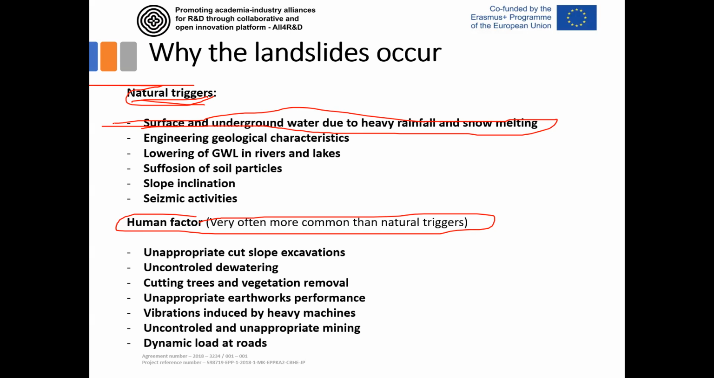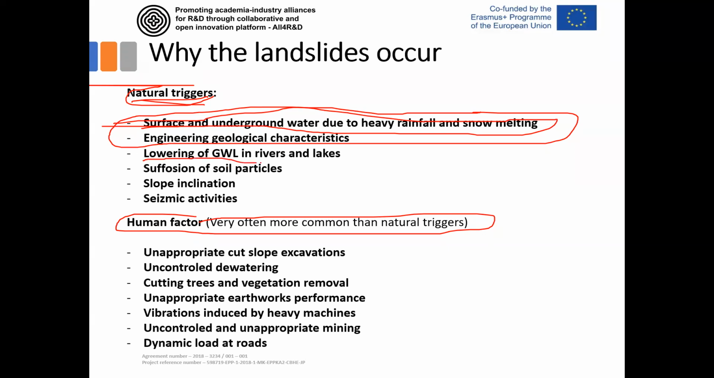Of course, the slope cannot fail if it has very favorable engineering geological characteristics. So we always have some engineering geological conditions that make that slope prone to sliding. So these are the two most important aspects for the landslide activated here at local areas. Of course, you can have some other aspects of natural triggers.